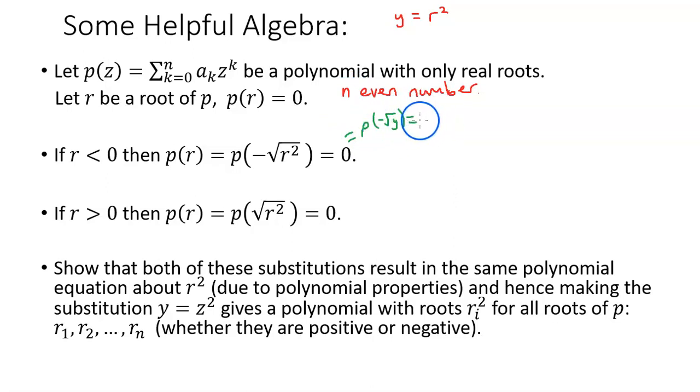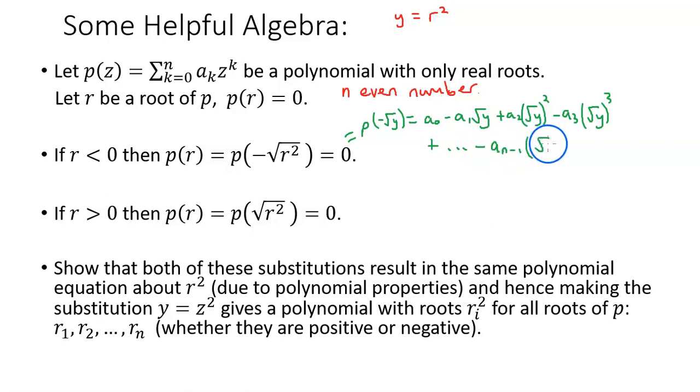Alright, so then we've got p of negative square root of y is equal to a0, and then it's going to be minus a1 square root of y plus a2 square root of y squared, and then minus a3 square root of y cubed, and then it'll keep going on like this, plus dot dot dots, and then it would be minus a n minus 1 square root of y to the power of n minus 1, and then plus a n square root of y to the power of n, and this thing is equal to 0.